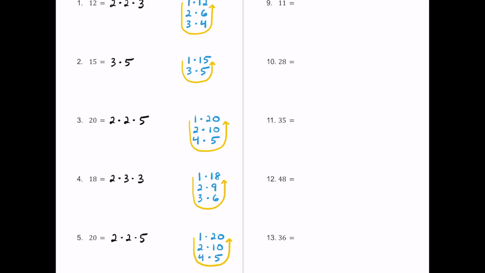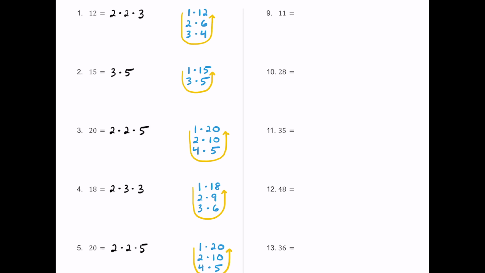If we look at number 9, we have the number 11 here, so that's actually a prime number, so its prime factorization is just 11. So its prime factorization helps us know that it's just going to be 1 and 11. So remember, prime numbers only have 2 factors, 1 and itself.